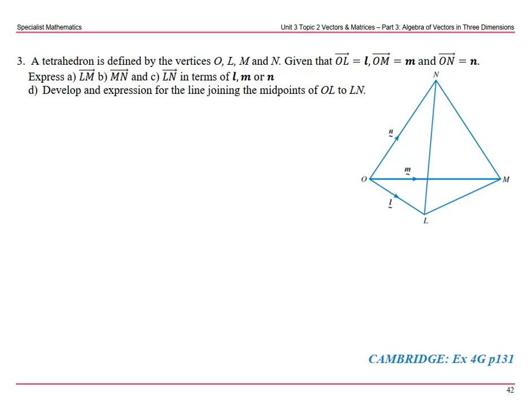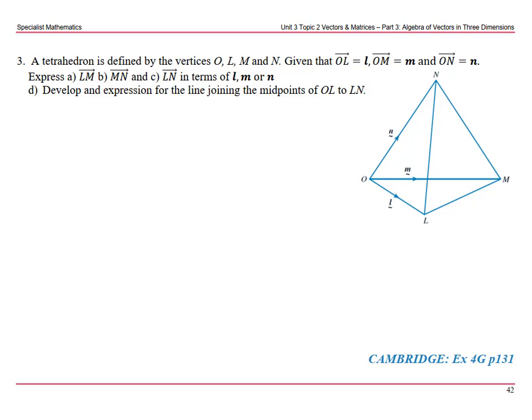Our final example with geometric proofs: a tetrahedron is defined by the vertices O, L, M and N, given vector OL equals L, OM equals M, and ON equals N. Express LM, MN, and LN in terms of L, M and N. Develop the expression for the line joining the midpoints of OL to LN.